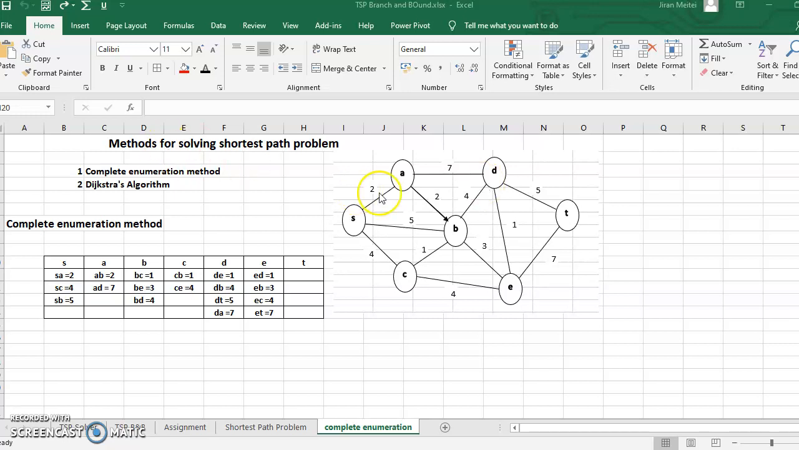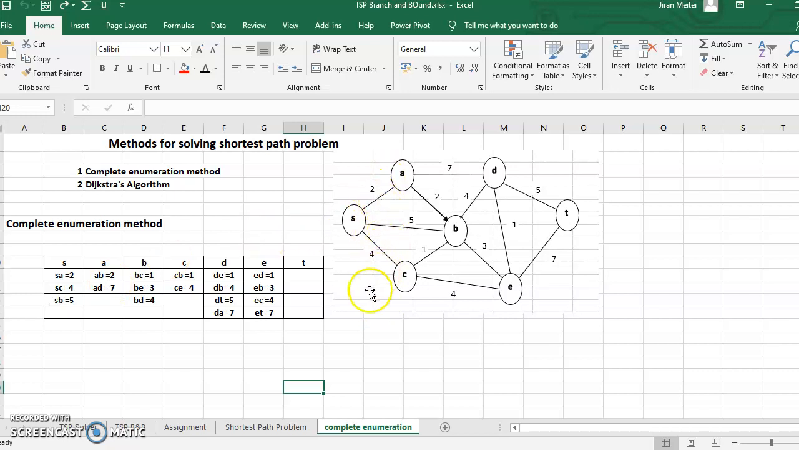To apply the complete enumeration method in this particular network to find out the shortest path from S to T, we need to construct a table. The number of columns in the table will be decided by the number of vertices. Since we have 7 vertices over here, we are going to have 7 columns in the table. The entries in these columns are nothing but the connections of the vertices to the remaining vertices of the network. So from S you have 3 connections, SA, SB and SC, and the entries are going to be done on the basis of the ascending order of the distances of these connections.